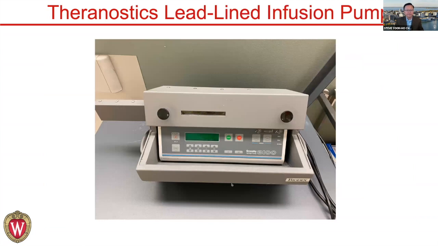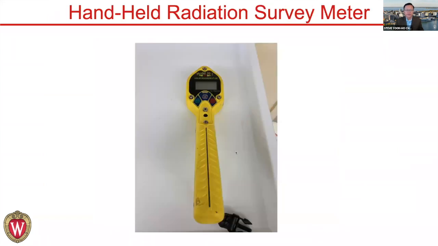This is a lead-lined infusion pump that we use with some of these patients. Lutathera gets a 30-minute infusion, and Pluvicto gets a 1 to 10-minute infusion. This is a handheld radiation survey detector we have available to look for any radiation leaks in these patients. That gives you a little sense of how these rooms are set up.